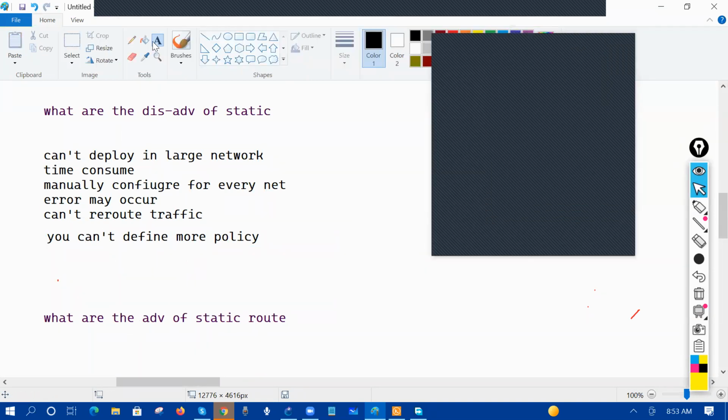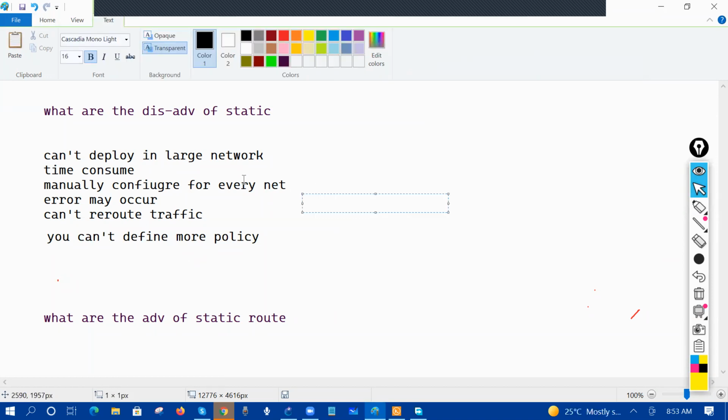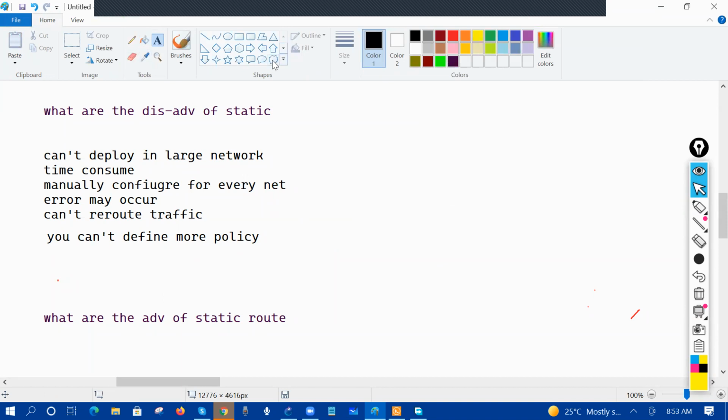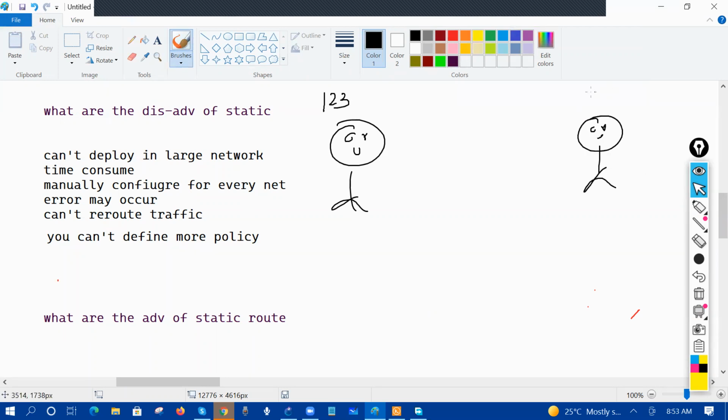And what is the biggest disadvantage of this guy? I'll tell you. For the static one, what's the meaning of static? Take an example. This guy has a phone number 123, and this is another guy with a phone number 456, right? So B is associated with 456, and A is associated with 123. This is A and this is B.